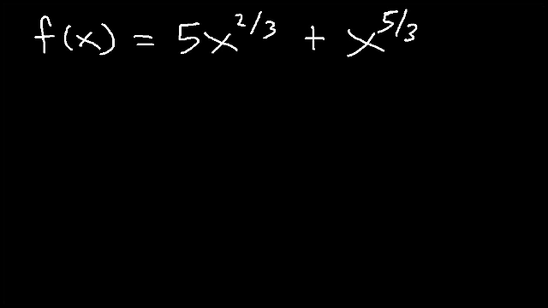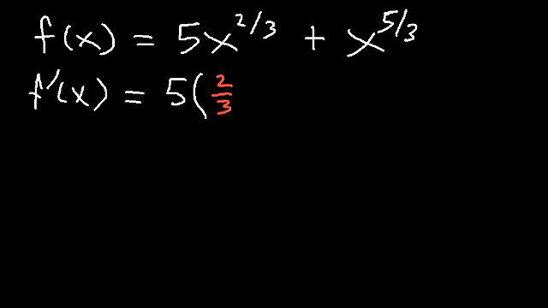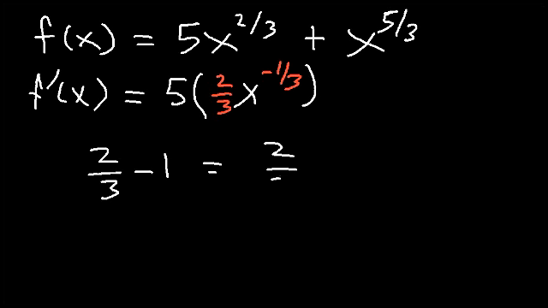So the first thing that we need to do is find the first derivative. The derivative of x to the 2/3 using the power rule is 2/3 x to the negative 1/3. After you move the 2/3 to the front, you need to subtract it by 1. 1 is the same as 3/3. So 2 minus 3 is negative 1 with a common denominator of 3. So you get negative 1/3.